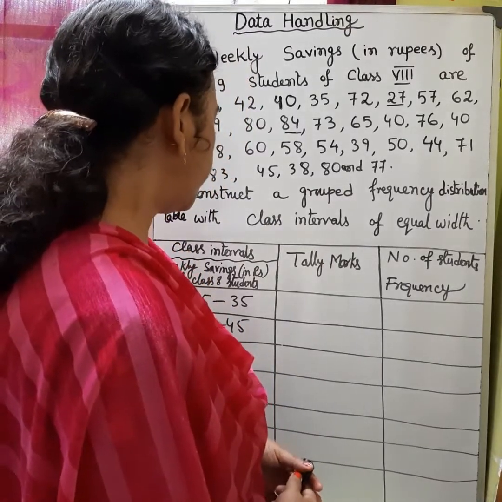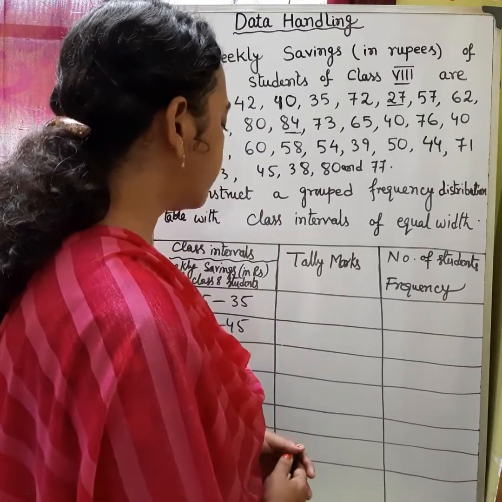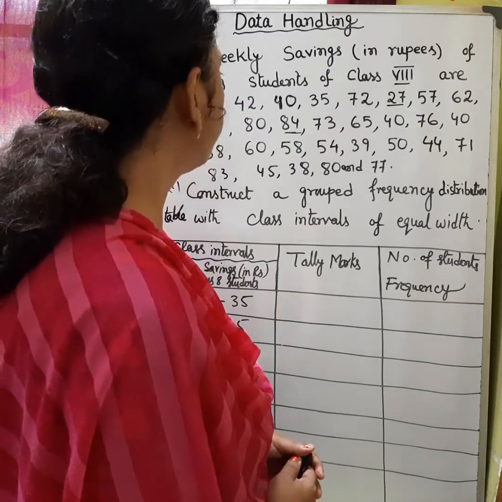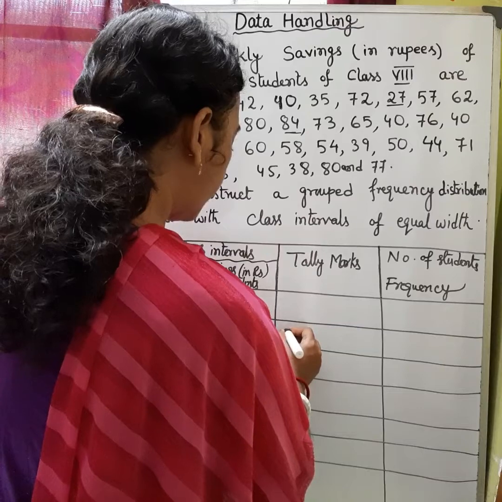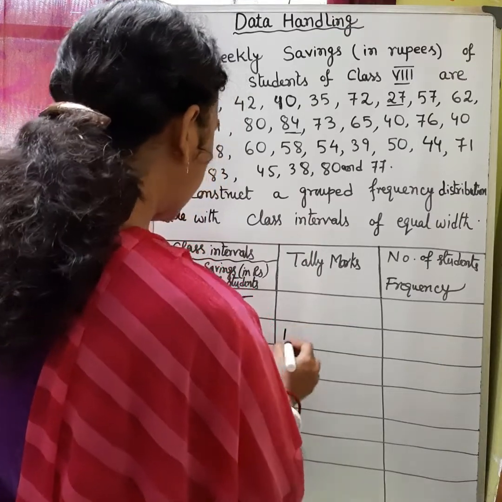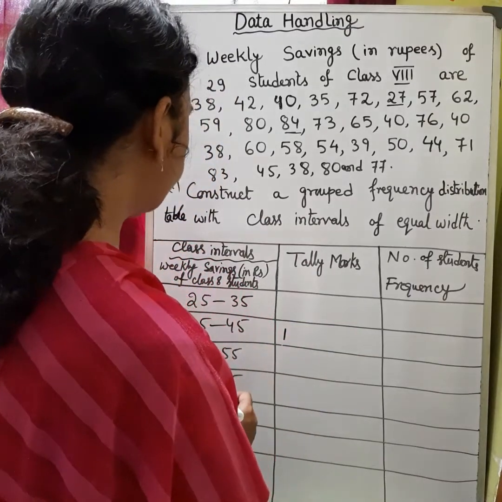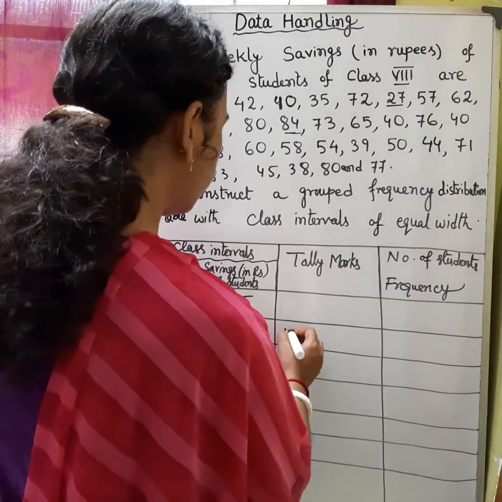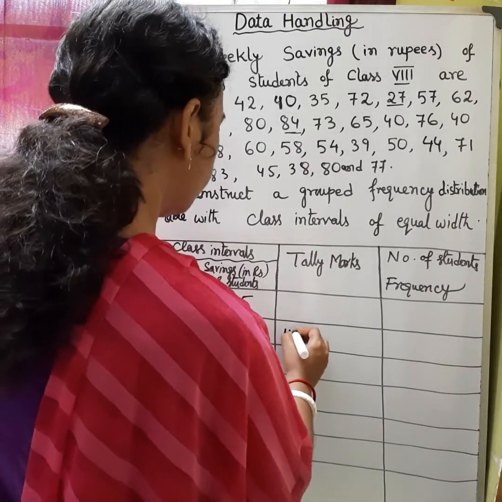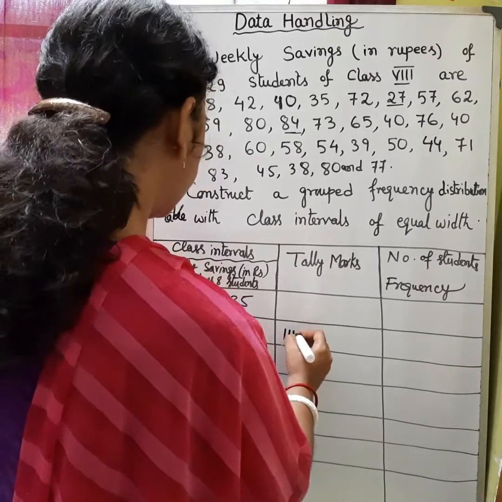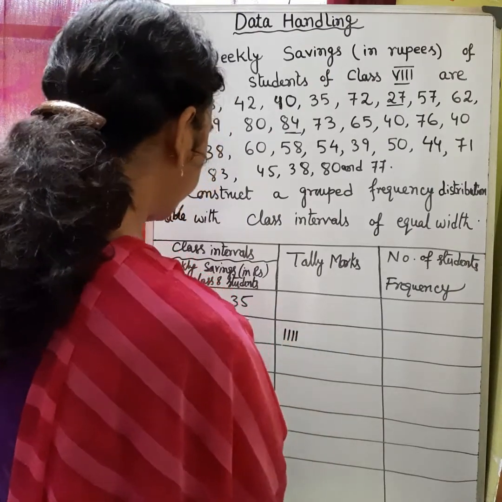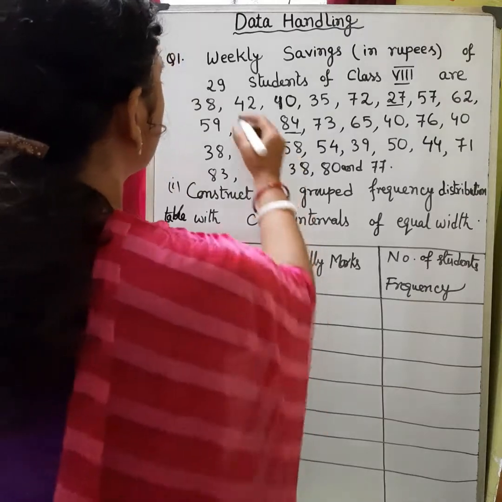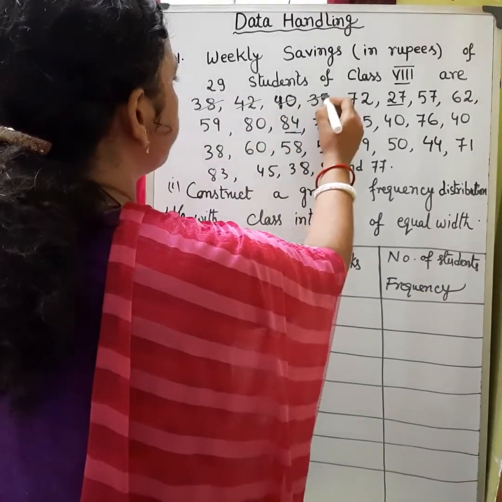Now let us complete the second column. So we begin with the first row. The first number is 38. So we put one tally mark in the second class interval, that is between 35 to 45. Then 42 is there, again 40 is there, and 35 will be included in the second row, that is between 35 to 45. So we cross all these here.